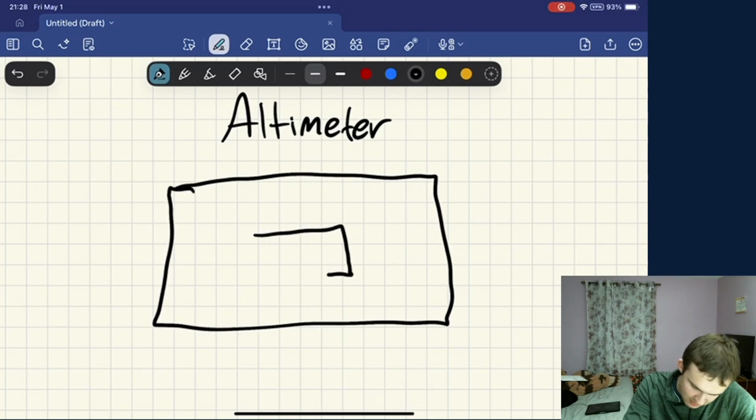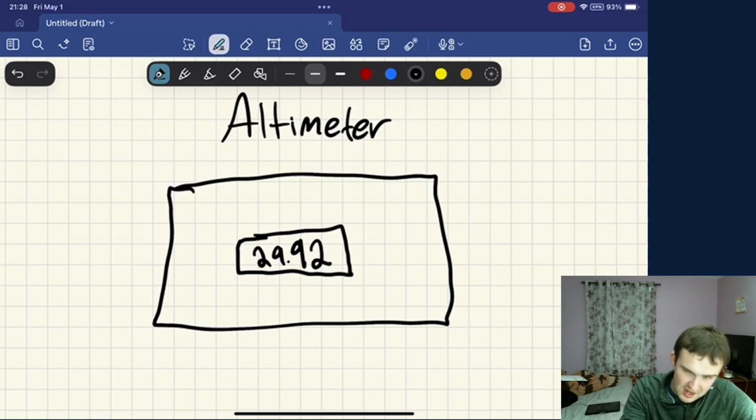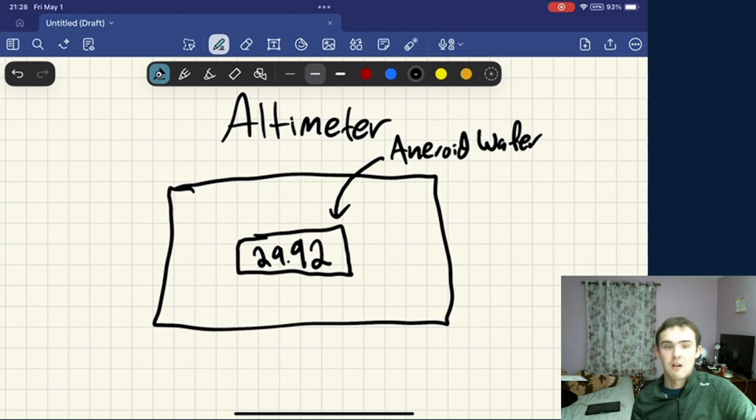Inside of our altimeter, we have an aneroid wafer. And I mentioned that earlier. The aneroid wafer just simply means that it's sealed, so there's no air coming in or out. And that aneroid wafer is pressurized to 29.92 inches of mercury of pressure. And I'm just going to label this really quick. Aneroid wafer. So there's no air coming into or out of that aneroid wafer.